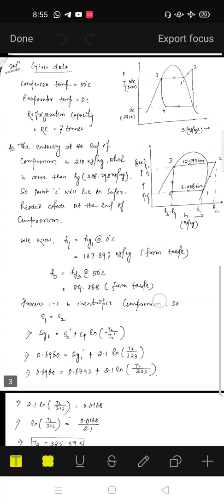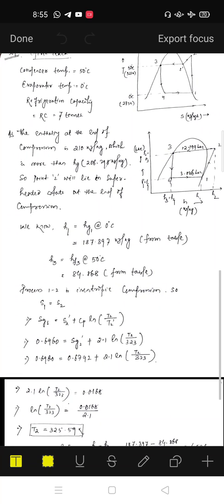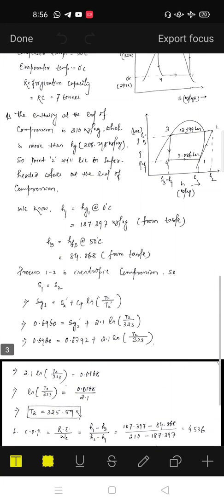First, the enthalpy at point 1, H1, will be Hg1 at 0 degree centigrade. From the table you can easily find H1 will be 187.397. Similarly, H3 will be HF3 at 50 degree centigrade, which will be 84.868 kilojoule per kg. The process 1 to 2 is isentropic compression, so entropy at point 1 will be equal to entropy at point 2. S1 will be equal to S2.